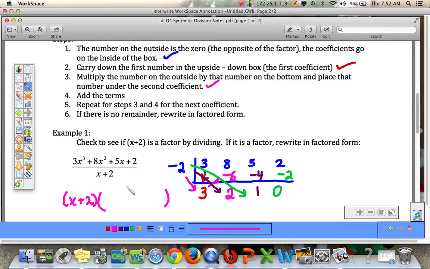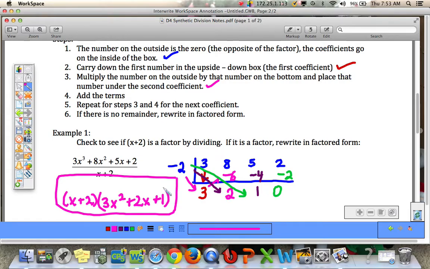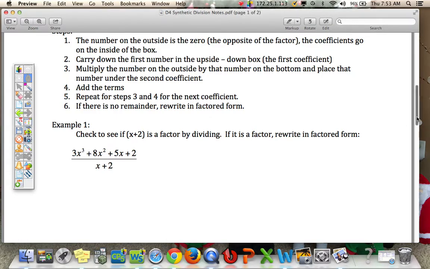Here are the coefficients. We're going to write 3x squared, so you drop it down a coefficient, plus 2x plus 1. If you were to use a box to multiply this out or to FOIL it, you should get the top polynomial right here. These two are factors of the polynomial. They multiply to the top right there. All right, we're going to try this a few more times.